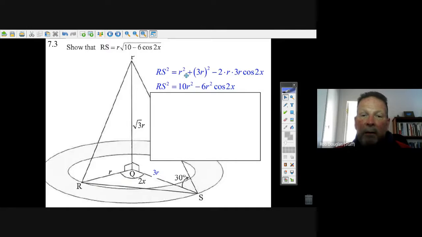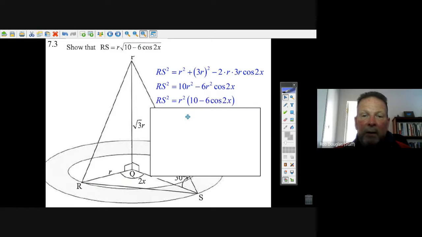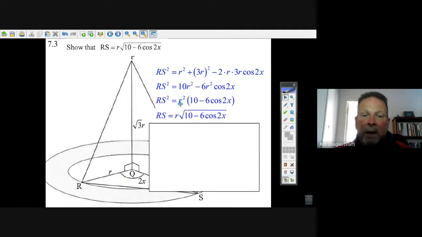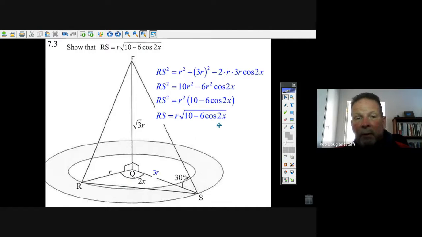R squared, 3 times 3 is 9, and 9 plus 1 is 10r squared. Now, we've already got the 10 and the minus 6. Just factor out r squared. Gee, we're almost looking at the answer, but this is RS squared. All we do is square root both sides. The square root of r squared is r, and there's your answer, r root 10 minus 6 cos 2x. So that's what you were supposed to show, and I think we showed it right here.